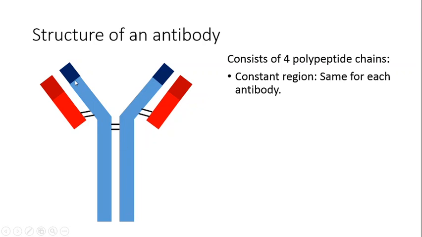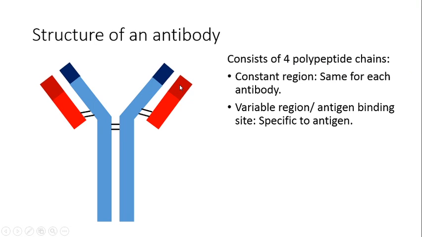So the only bit that needs to change in terms of the DNA code to make these polypeptide chains is the little bit that's going to code for these bits at the end, which are called the variable regions just here. So those are the antigen binding sites, and those need to be specific to each antigen. So each pathogen's got different antigens, and each of those then will have a specific antigen binding site.